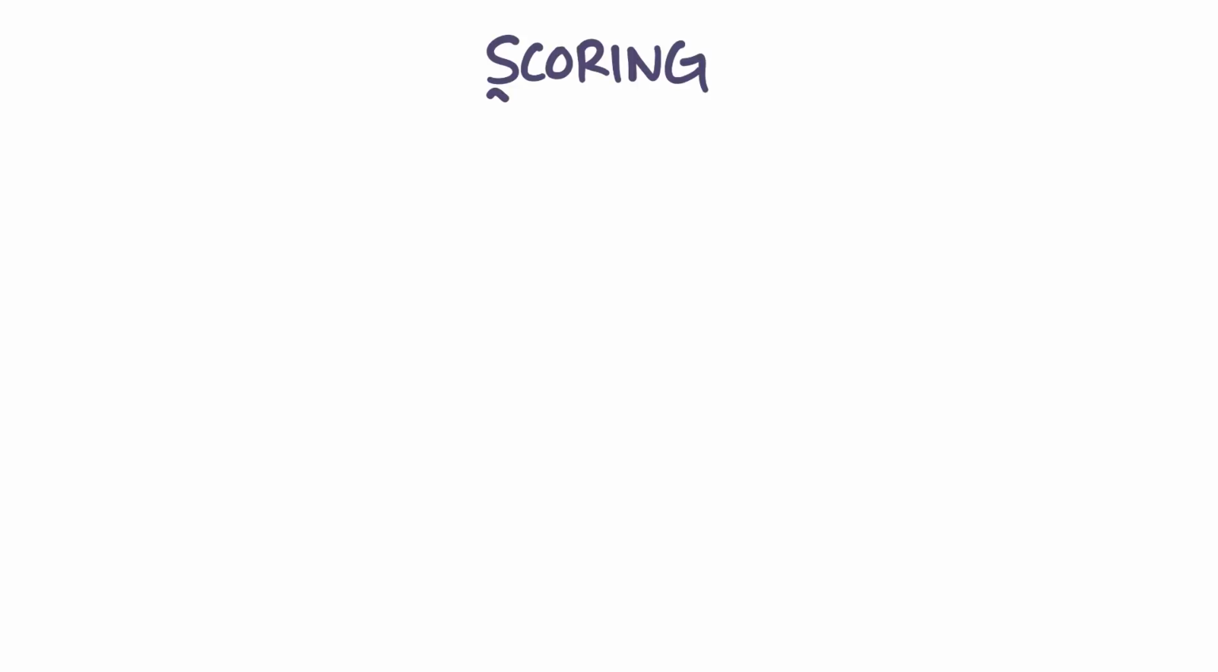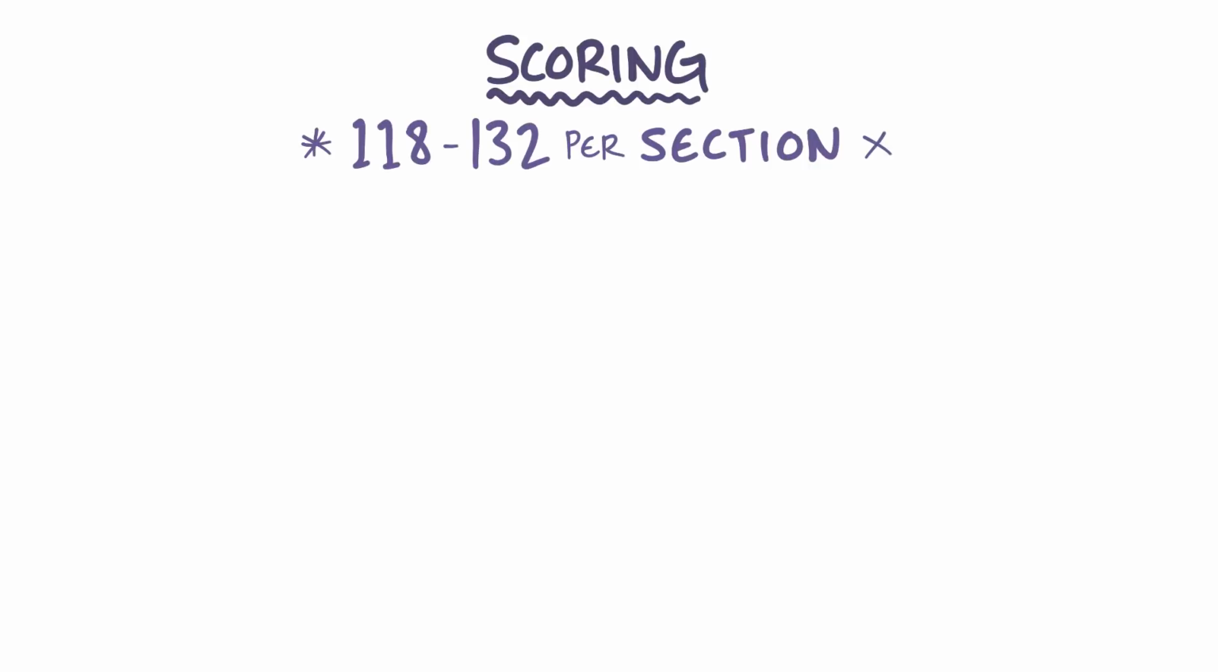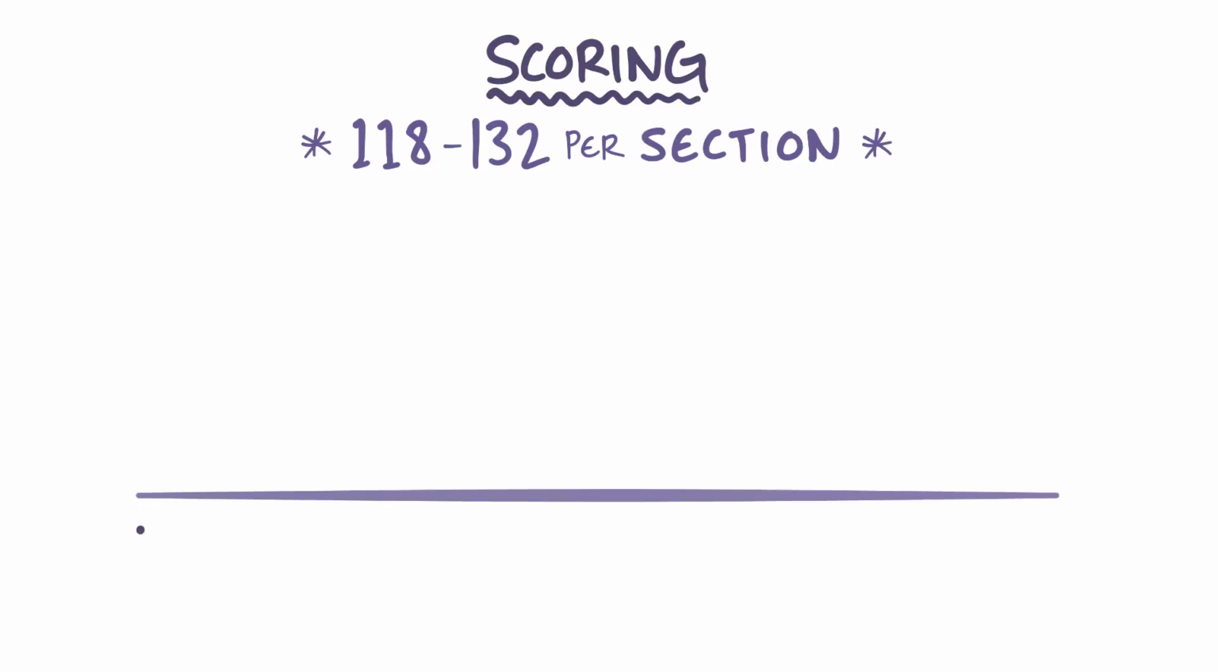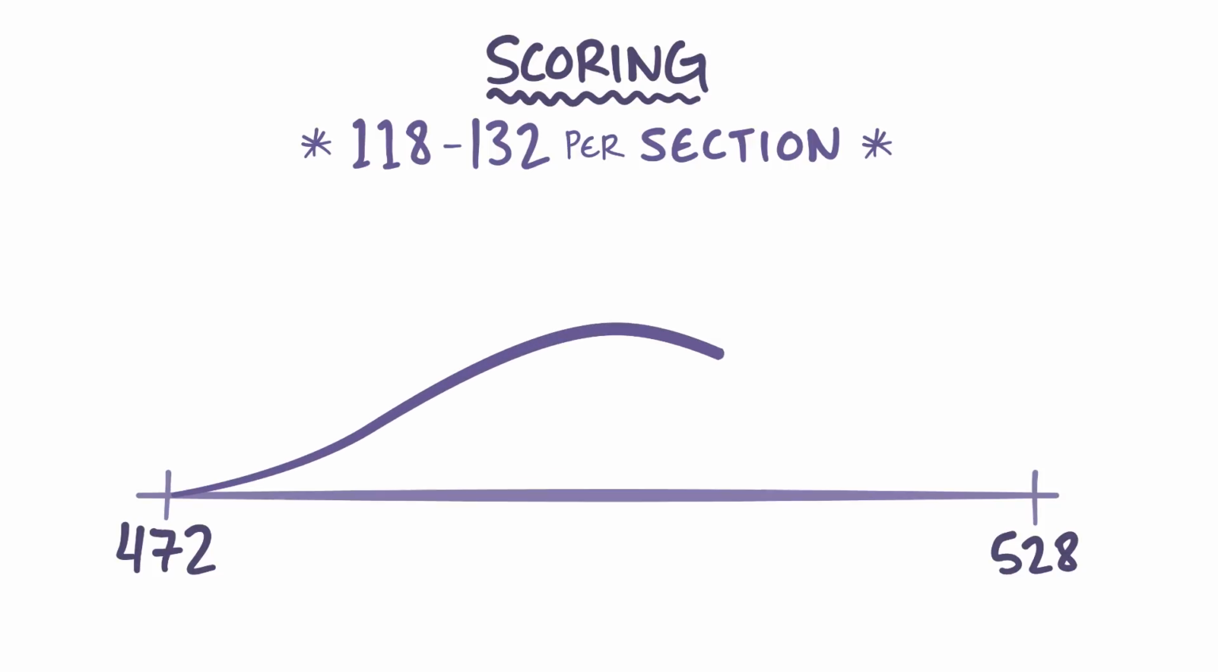Each section of the MCAT is scored between 118 and 132. So multiplying by 4, that gives us a total score between 472 and 528, which is a 56-point spread. The average score for each section on the exam is 125, so the average student would get a 500.